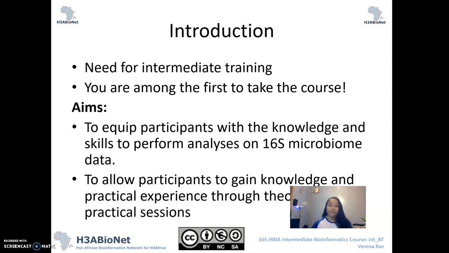And the great aim with this course is to equip participants with the knowledge and skills to perform analyses on 16S microbiome data, but to also allow participants to gain some knowledge and some practical experience throughout the course. We do this by giving you both theoretical sessions or lessons, as well as a practical component during which you get to practice some of the skills and the tools that you'll learn during some of the lecture time.